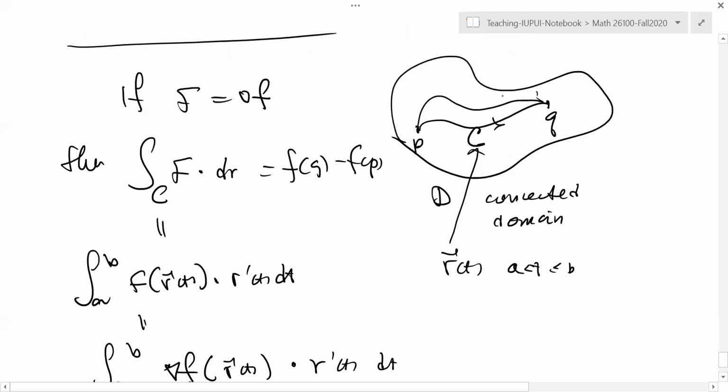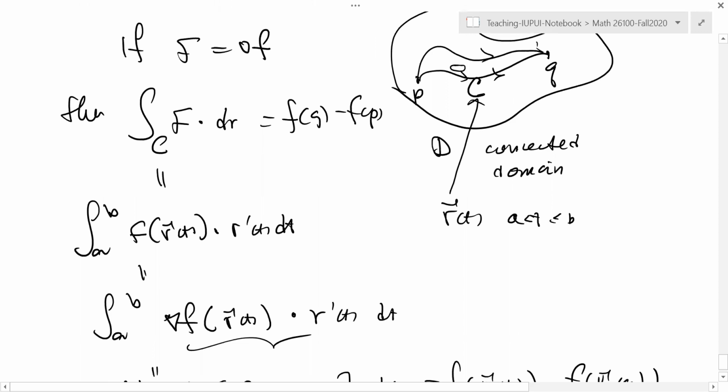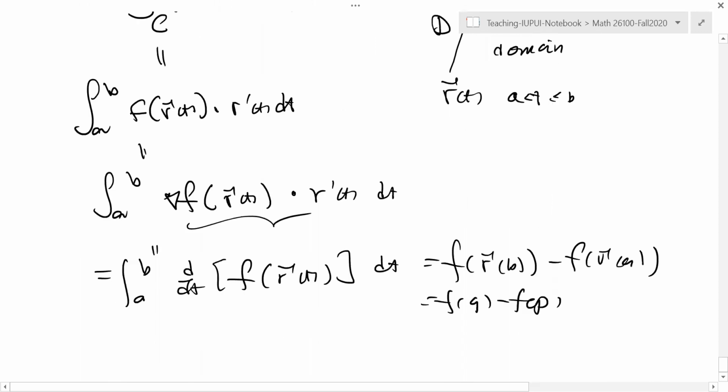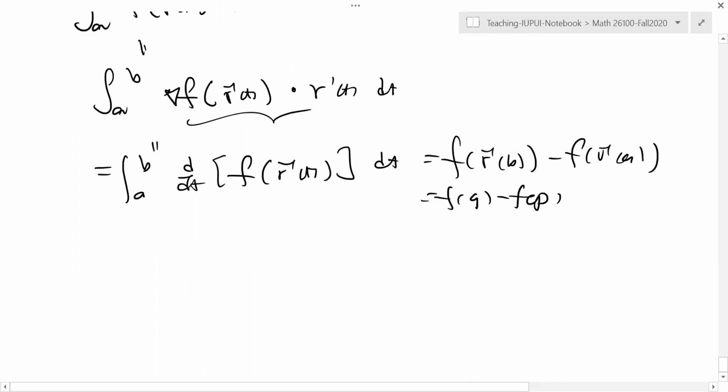So it's independent of the path from P to Q. There's another path here, doesn't matter. Even if there's a hole here, doesn't matter. It's not necessarily connected. So if we ask you to evaluate the integral, you should double check whether it's conservative or not. Otherwise the path you're given may be very complicated.